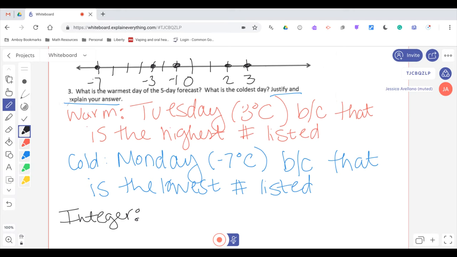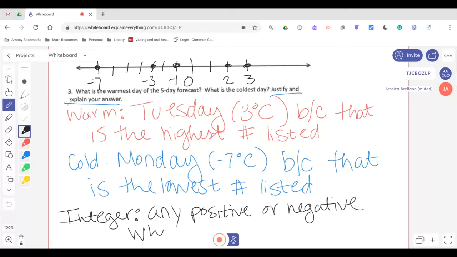So an integer is any positive or negative whole number. Okay. Now that's very important. It needs to be a whole number. It cannot be a fraction. All right.